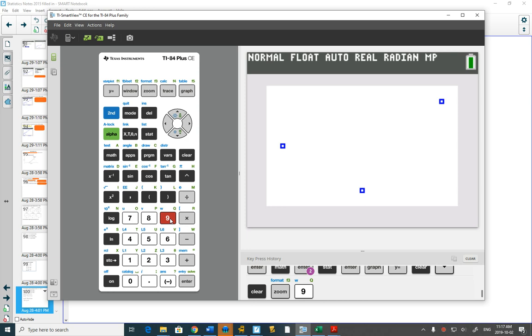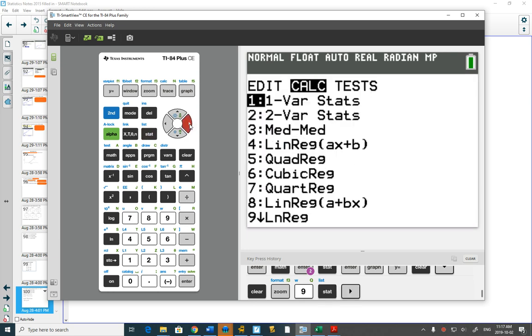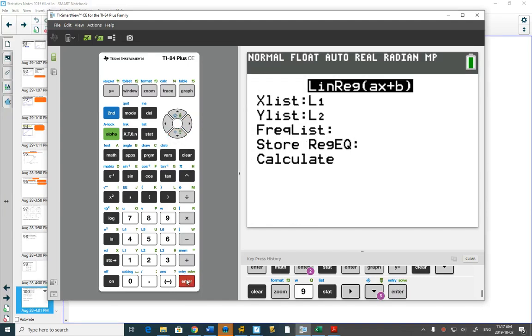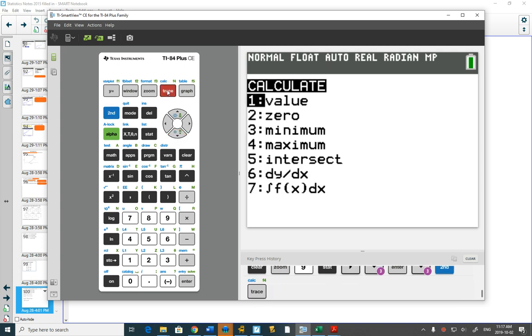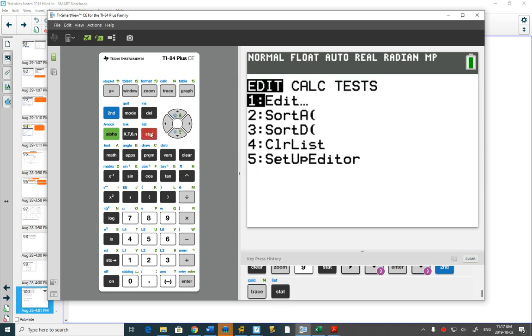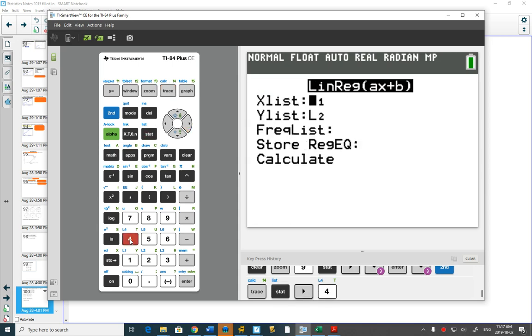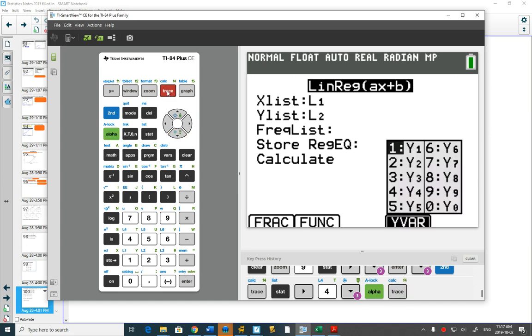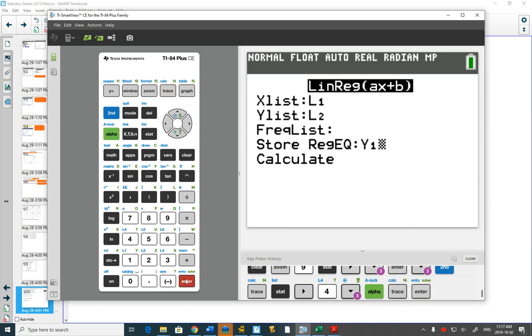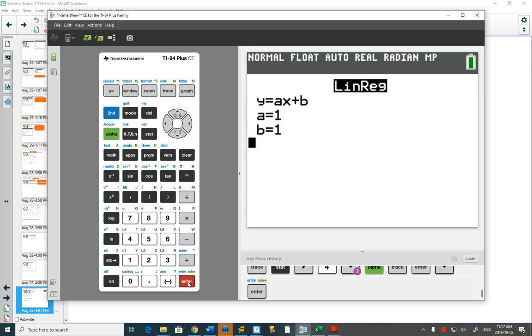As a memory, we can go to stat, calculate our linear regression, number 4. List 1, list 2, no frequency. We can store it. Oops. Stat, calculate, number 4. We can store our equation into y1 and calculate.